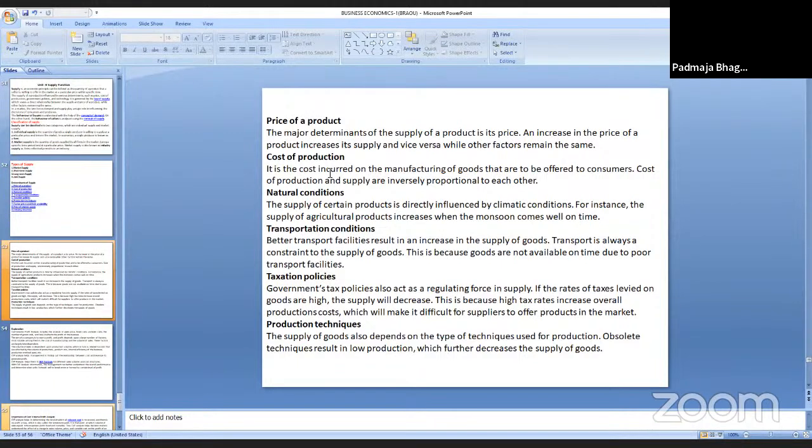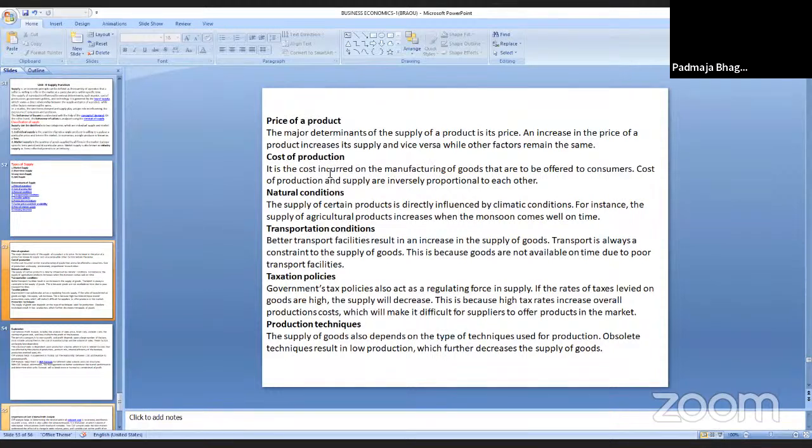Taxation policies means what? Taxation policy also acts as a regulating force. If the rates of taxes levied on goods are very high, whatever taxes you are making, if you tax more on the goods you are purchasing, then supply will automatically come down. Is it clear? It comes down.